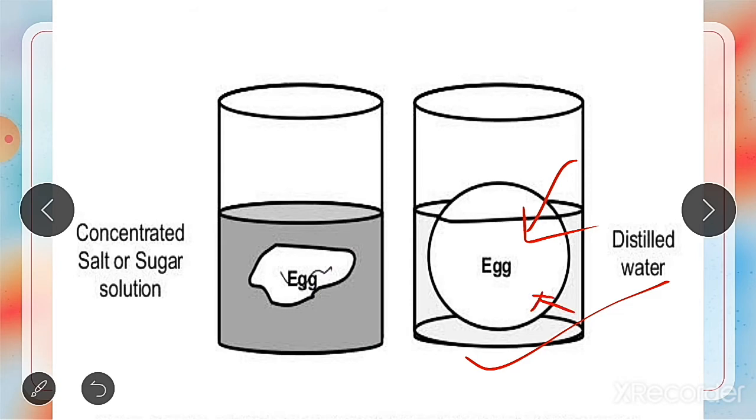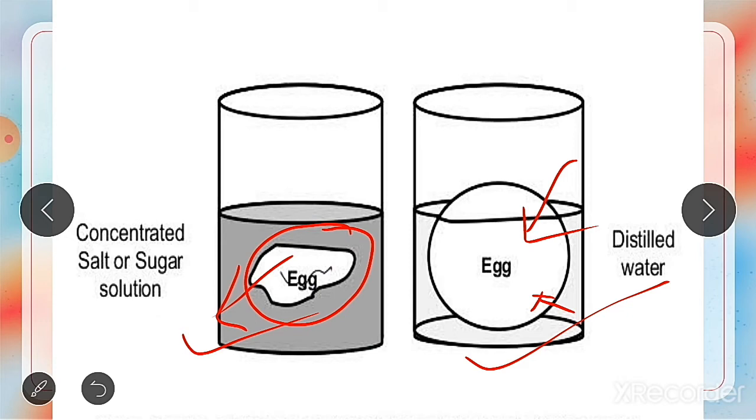In another glass you take a similar processed egg and keep concentrated salt solution or sugar solution in the glass, and keep that egg in this glass for 5 minutes. You will observe that the egg shrinks, since water passes out of the egg into the salt solution, as the salt solution is more concentrated.